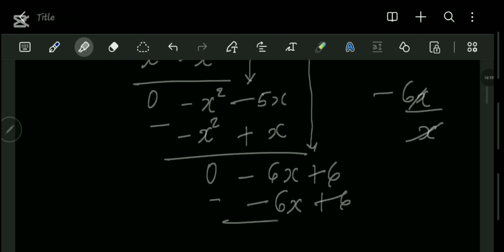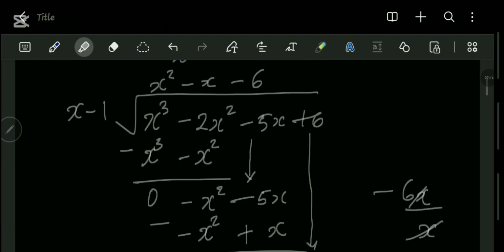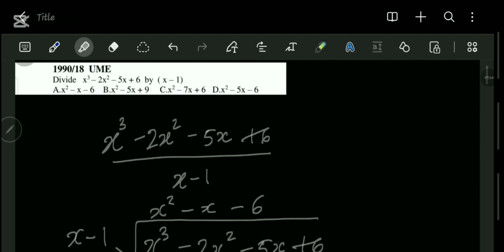So if you subtract this one now, minus 6x minus minus 6x, that's giving you 0. And then plus 6 minus plus 6, that's giving you 0 as well. So you see that we have 0 at the end of the division. So our final answer for this question is just going to be x squared minus x minus 6. So let's check x squared minus x minus 6, and we have the option A is the correct answer.